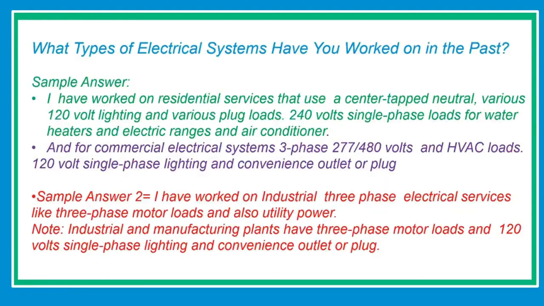What types of electrical systems have you worked on in the past? I have worked on residential services that use a center tap neutral, various 120 volt lighting and plug loads, and 240 volt single phase loads for water heater, electric range and air conditioner. And for commercial electrical systems, 3-phase 277 and 480 volts and HVAC loads, 120 volt single phase lighting and convenience outlets or plugs.